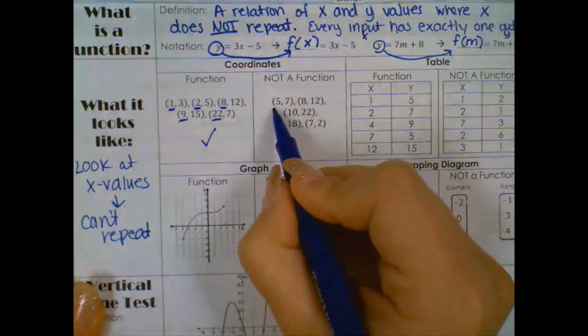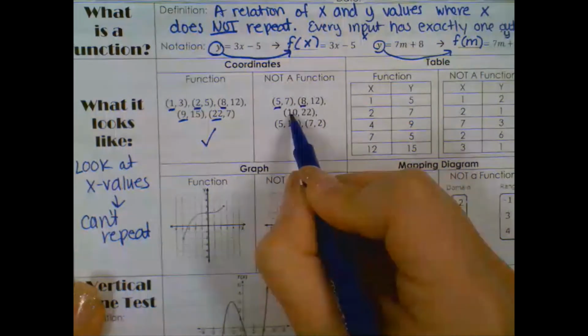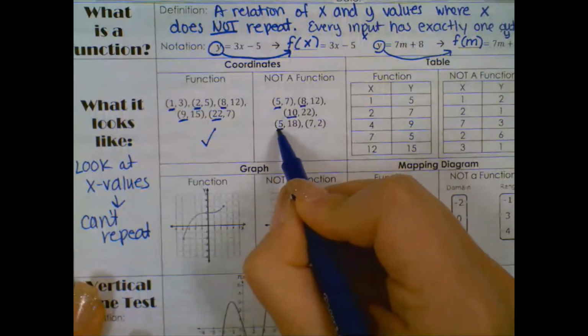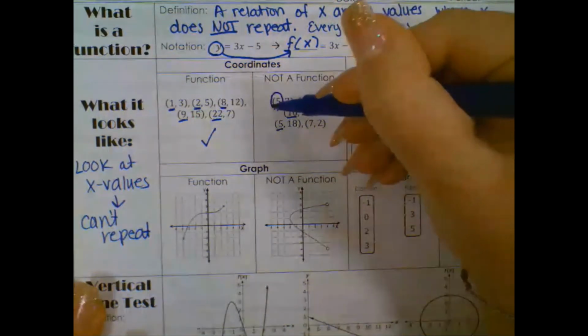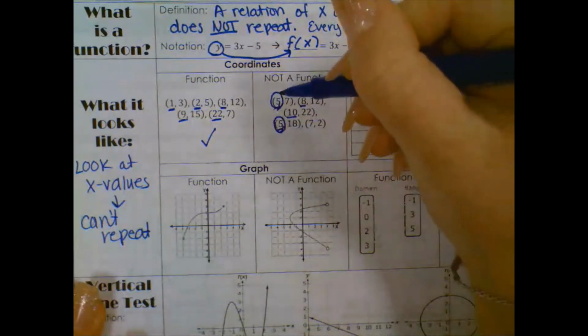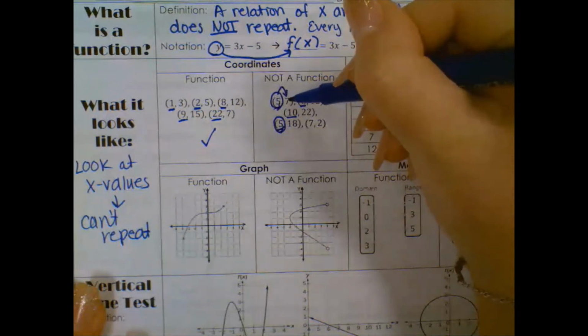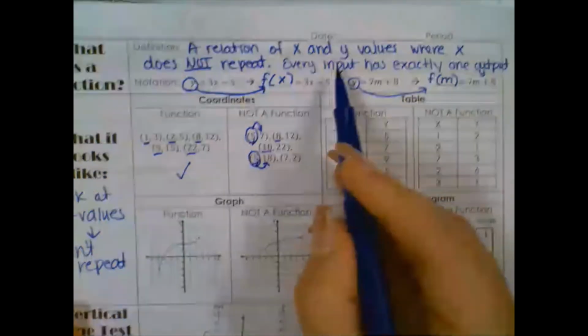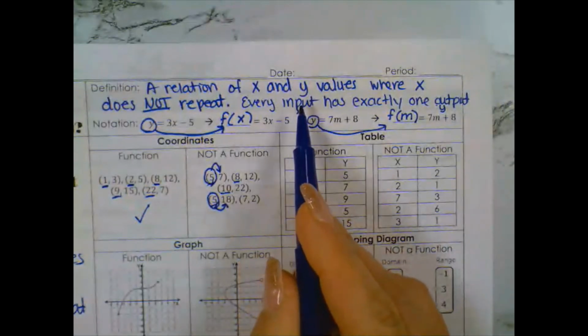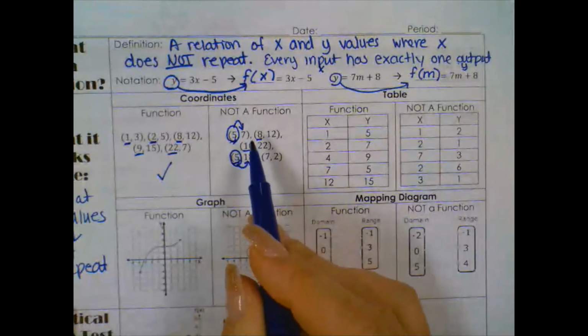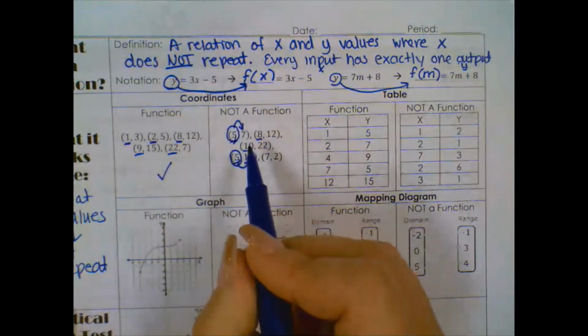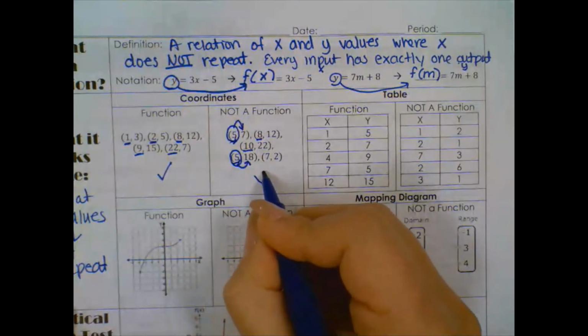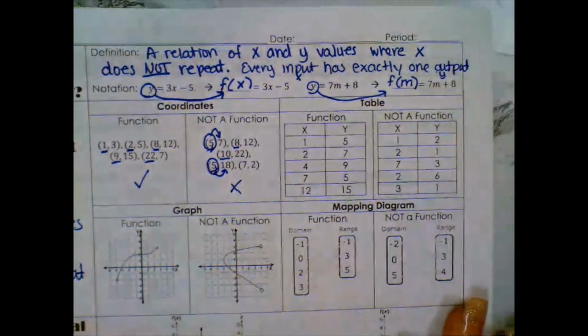Now looking at this example and looking at my x coordinates, these are okay, but then all of a sudden I have another 5. What do we notice about these 5s? This first one has an output of 7. The second one has an output of 18. That goes against the definition. Every input has only one output. Well, here, 5 has 2 different ones. So in other words, 5 does repeat, which means it is not a function.